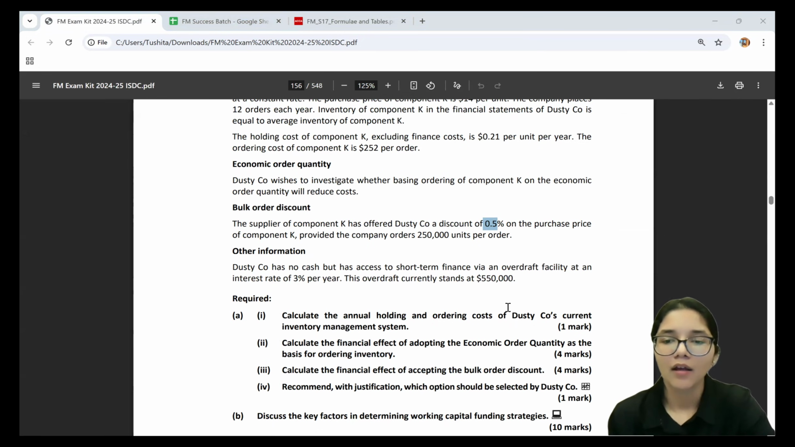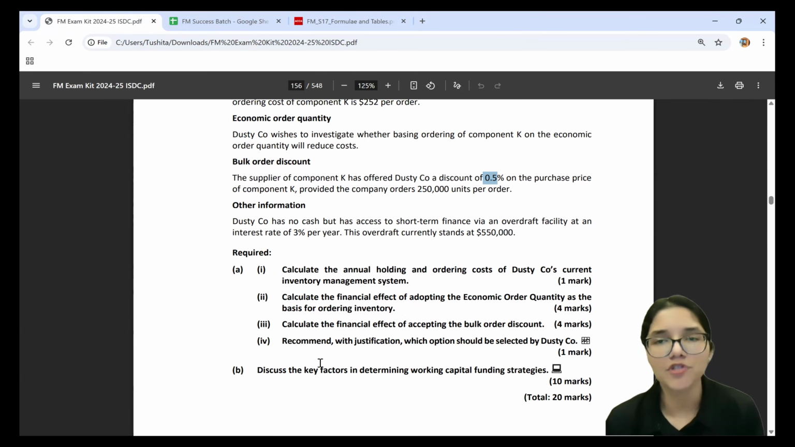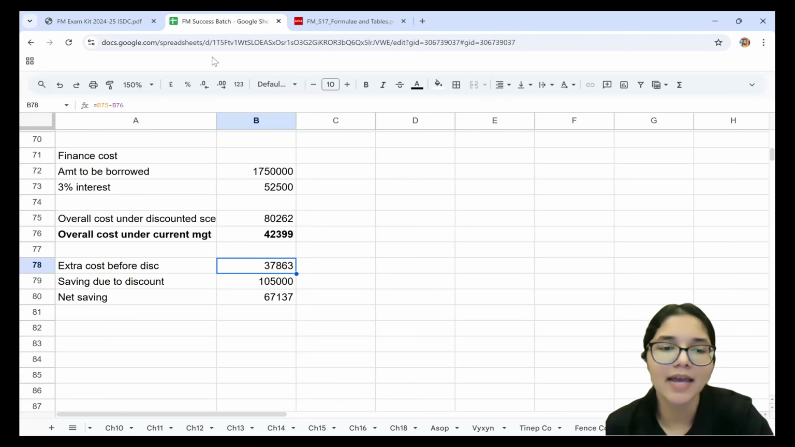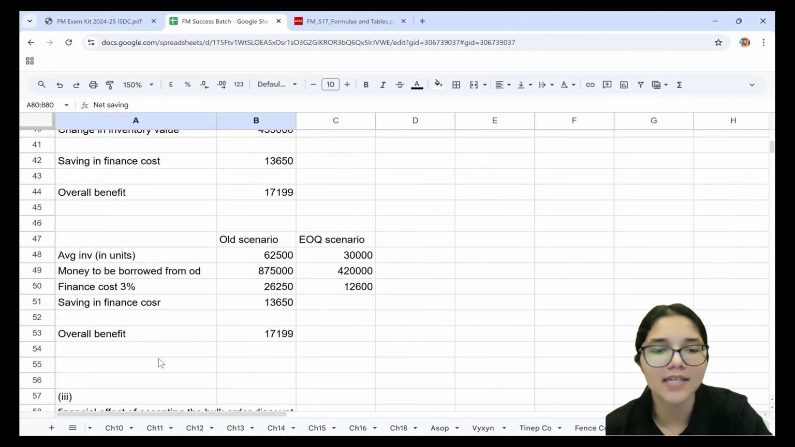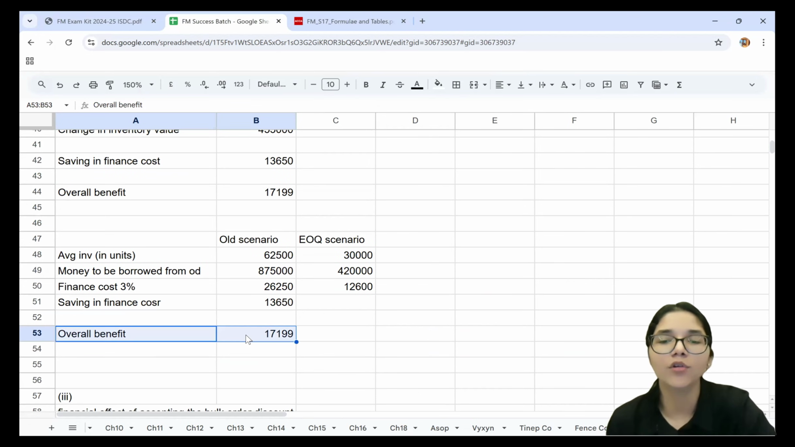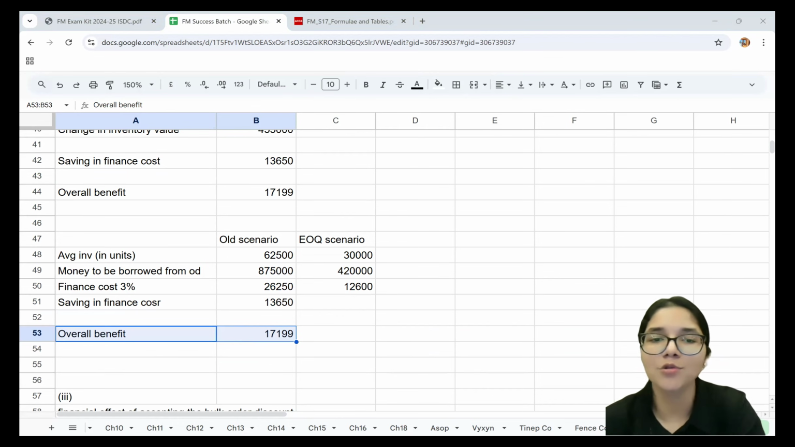Okay. All right. So now coming to the fourth part where you have to recommend with justification which option should be selected by the company. So both of these scenarios we have calculated that if we go ahead with the discount, it gives us a net saving. And if we go ahead with the EOQ also, then as well, it is giving us a net saving. So what we will do is we are going to draw a comparison and we will say that if the business has to choose between only one, should we go ahead?